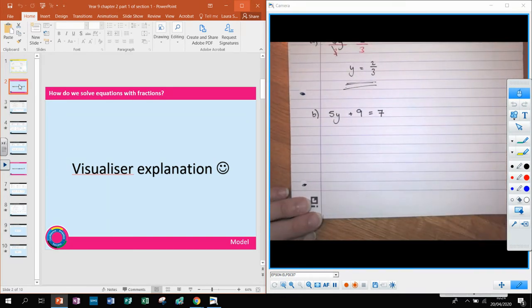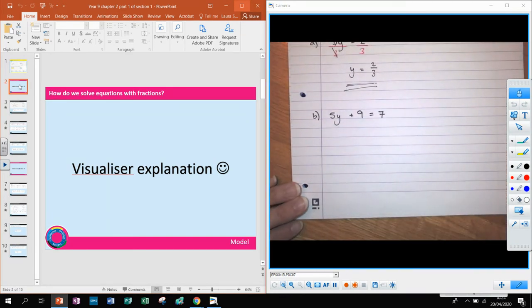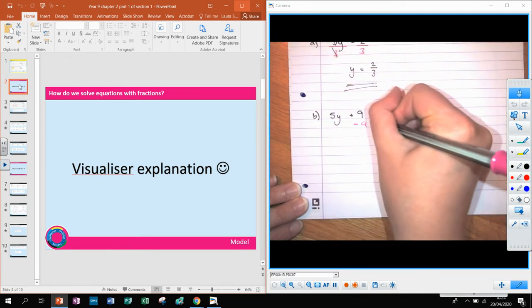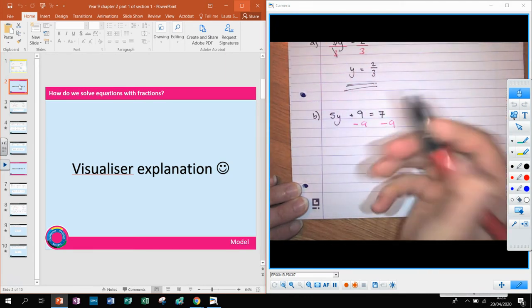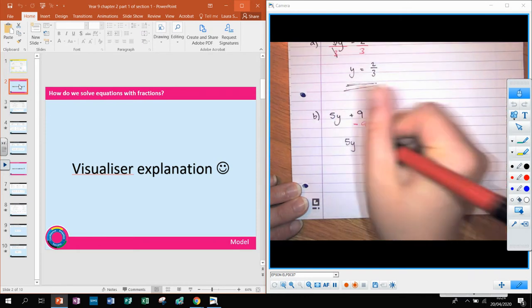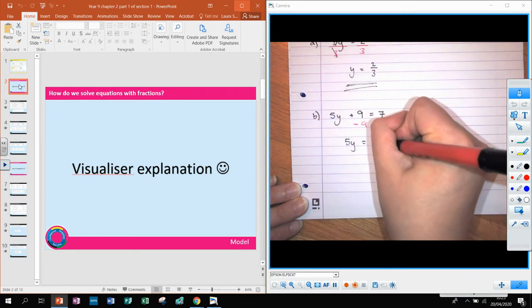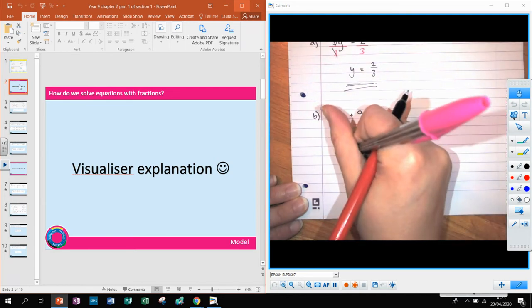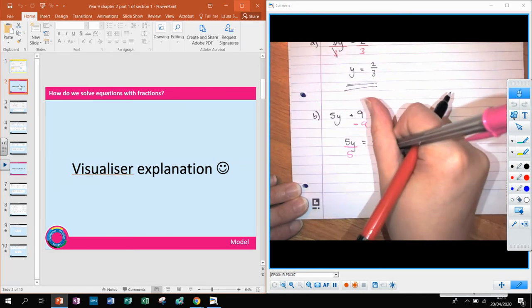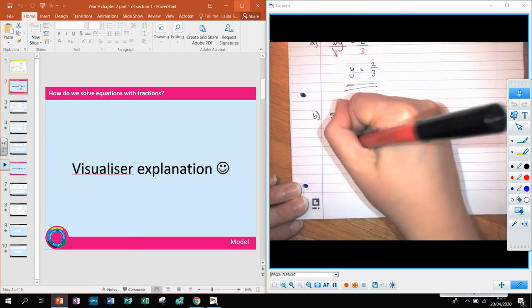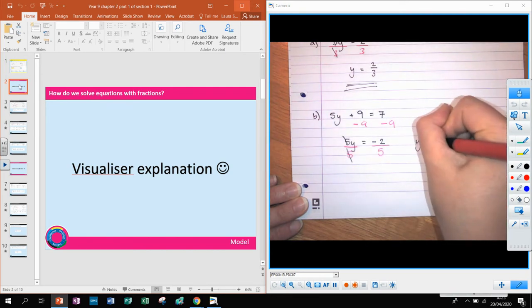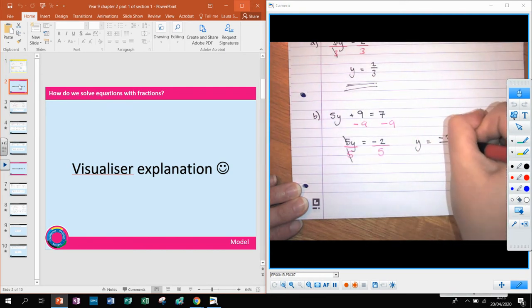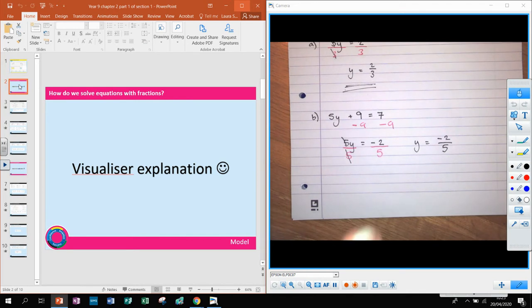When we move to this next question, first thing we need to do is take away the 9 from both sides, leaving us with 5y is equal to -2. 7 minus 9 is -2. We can then divide by 5. That cancels out, and we get y is equal to -2 over 5.